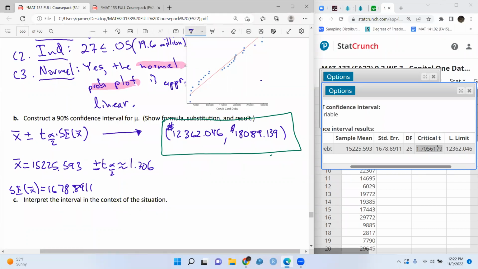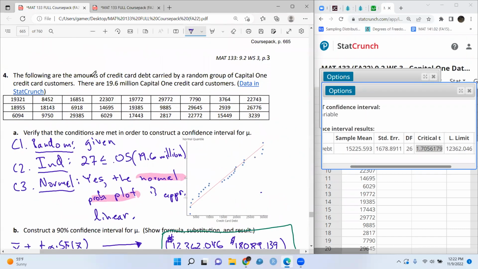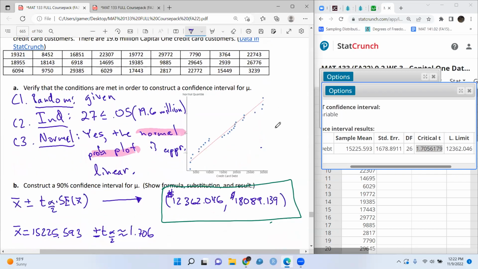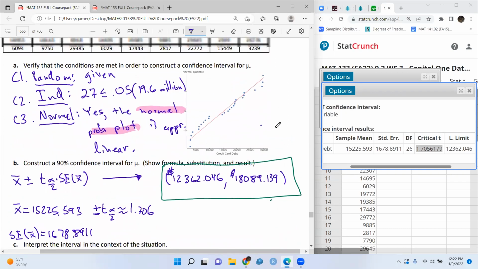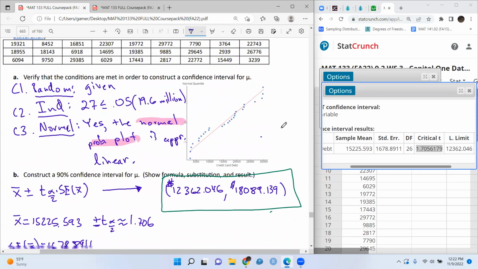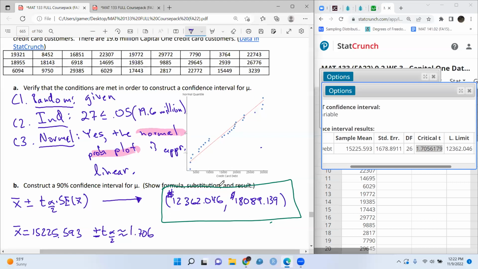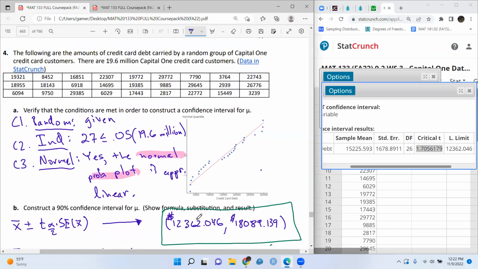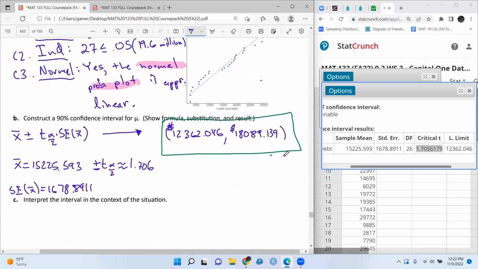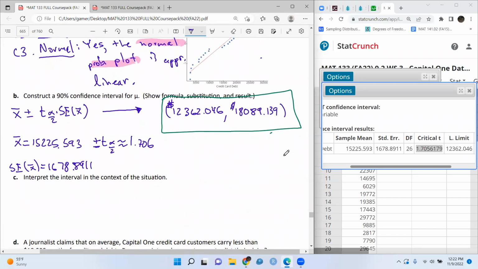And I should be picky on the units. Did you read the context? This is Capital One credit card customers. This is one credit card. I don't know if you're like me, I've got like 10 credit cards, which is probably really bad. But just for that one credit card, this is the amount of debt these customers are carrying. And if you're taking the 130 class, you're probably paying 29% APR on that debt. So that debt is growing each month.